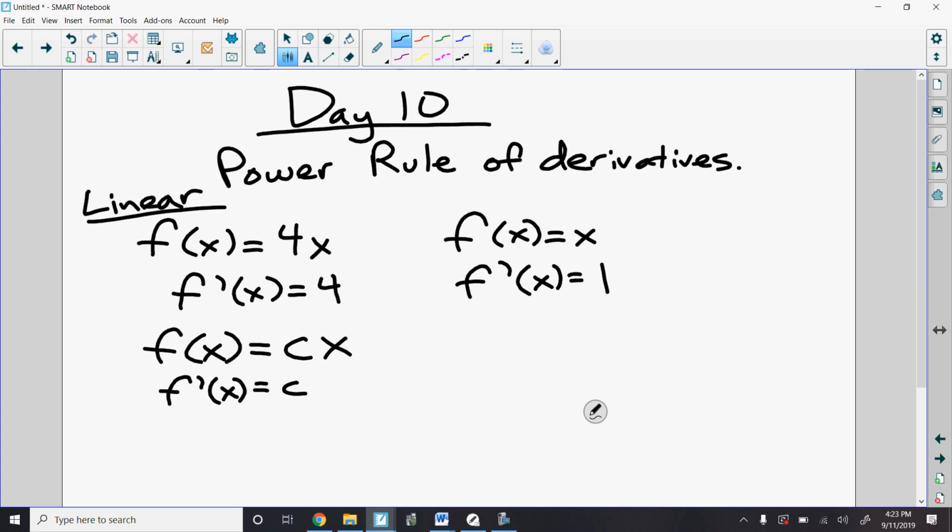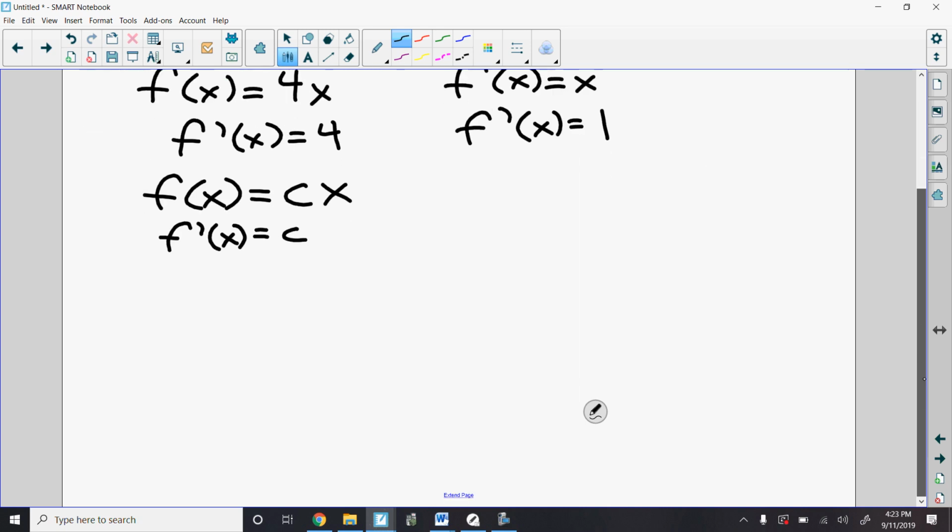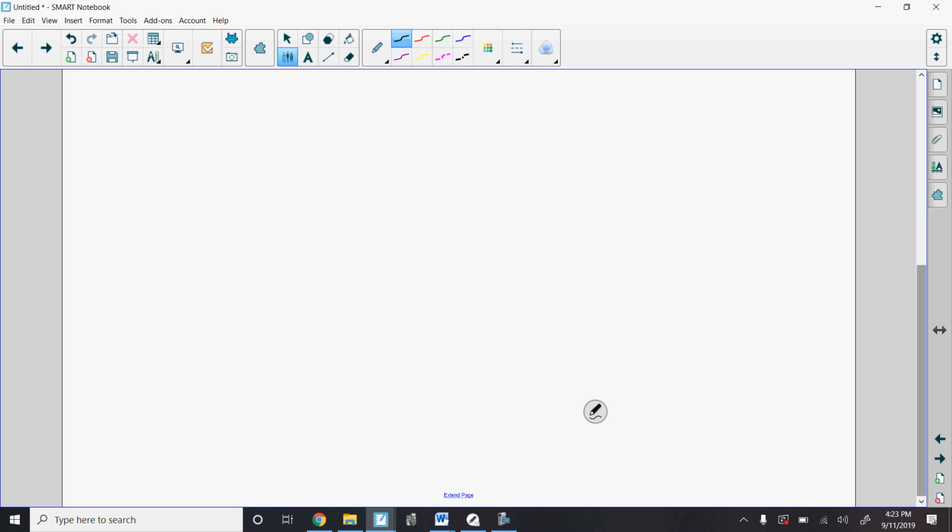How about a constant? What if I told you f of x equals 5? Well, if you graph y equals 5, what you're going to get is a horizontal line at 5. Well, what would the slope be of that horizontal line? That slope would always be 0. So f prime of x would equal 0.